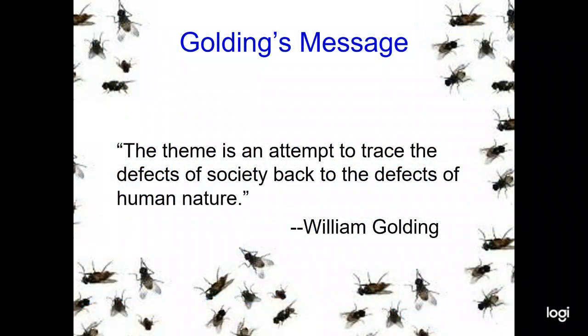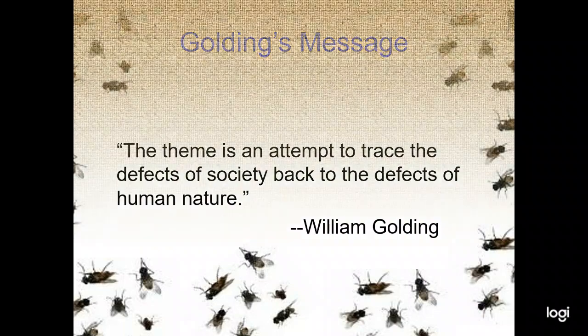Golding's message. So again, I would put this about the author. Another quote, I know that's a lot. He said, the theme is an attempt to trace the defects of society back to the defects of human nature, which he is basically saying that society is defective and terrible because humans are defective and terrible, which you could definitely argue with, but that's his view on things.